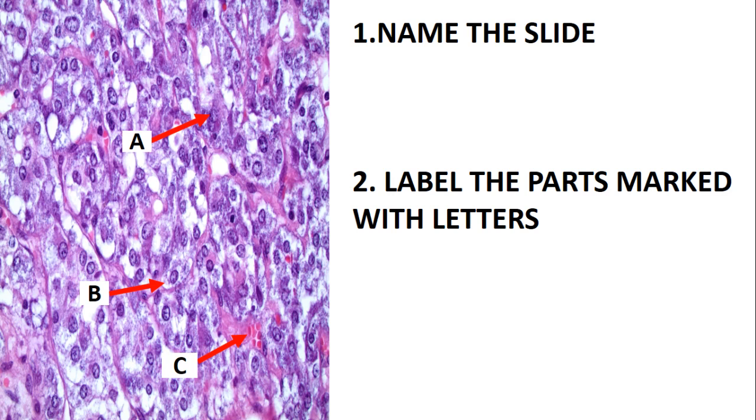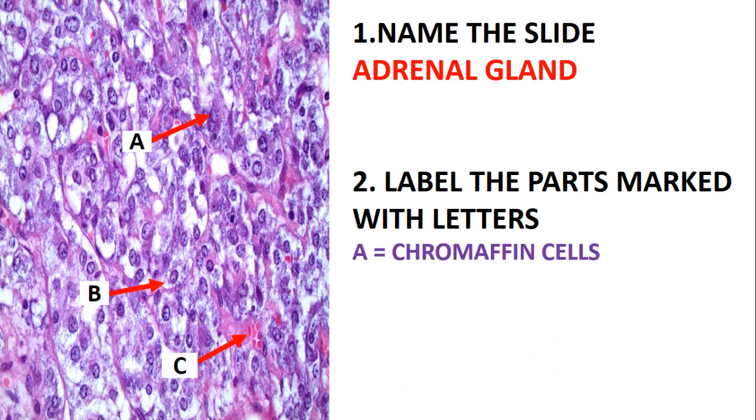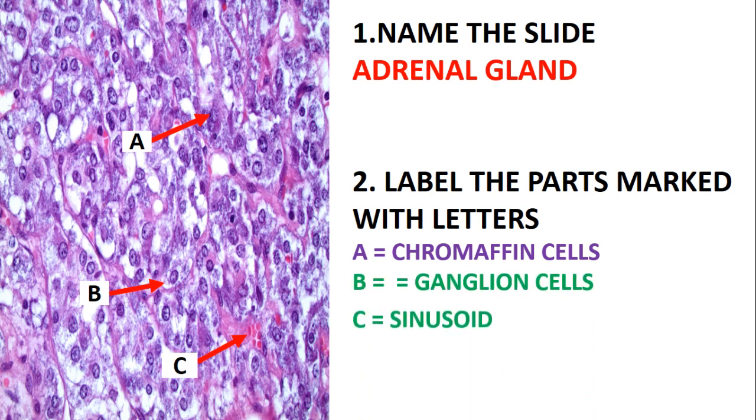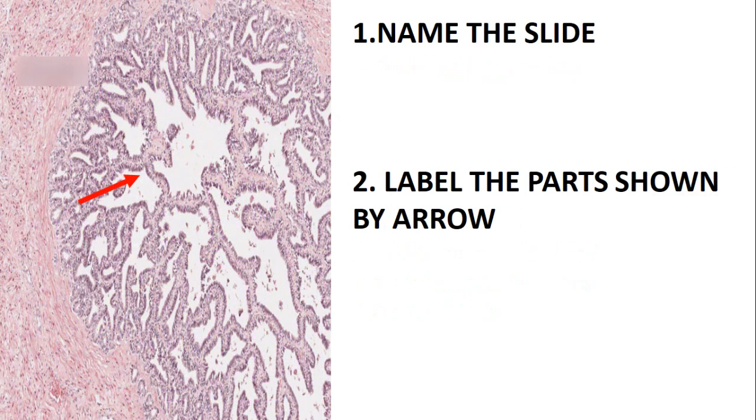Name the slide. So this slide is still the adrenal gland, and specifically we have projected the medullary part. Then label the parts marked with letters. So A is just the chromaffin cells, and then B are just the ganglion cells, and then lastly C are just the sinusoid. Okay, so let's quickly move on and look at this other slide.